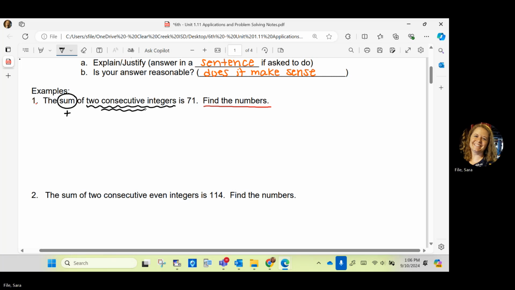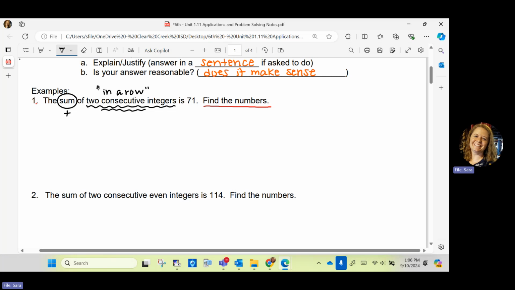Consecutive. Think about those of you who play a sport or watch sports. If your team has 3 consecutive wins, what does that mean? What does consecutive mean? In a row. Good. So I'm going to put above this in a row. Or next to each other. Consecutive means they're back to back. They're right next to each other. So when we say consecutive integers, that means the numbers that come right after each other.